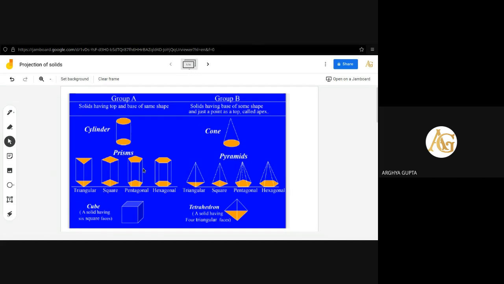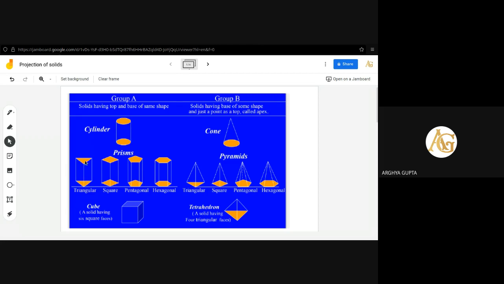Solids can be broadly classified as prisms and pyramids. As you can easily see, in the case of prisms there are two parallel and similar bases. Base means the face on which the solid will be resting. The solid will be named as per the shape of the base. A prism has two parallel bases and a number of rectangular faces, and the solid is named as per the shape of the base.